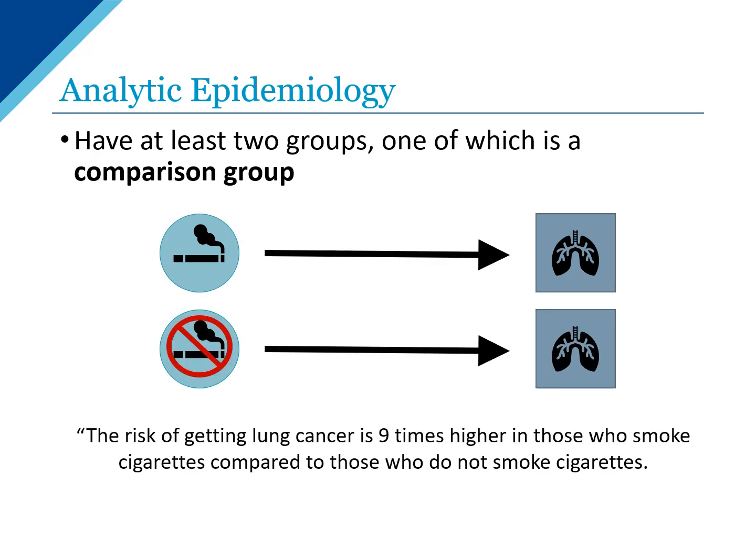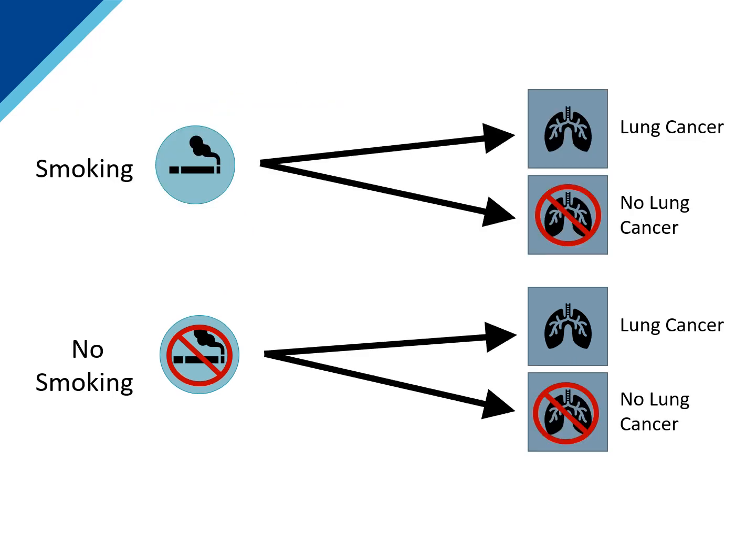In order to assess these relationships, we need to have at least two groups, one of which is a comparison group. In this case, we're comparing lung cancer risk among the exposed, smokers, and the unexposed, those who do not smoke cigarettes. We can follow groups of smokers, exposed, and non-smokers, unexposed, over time to see if there are differences between these groups in who develops lung cancer.